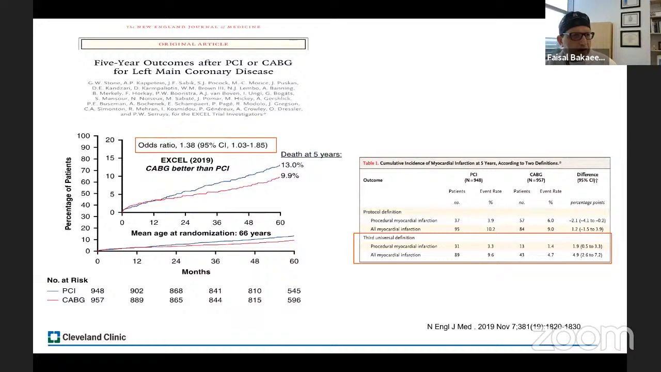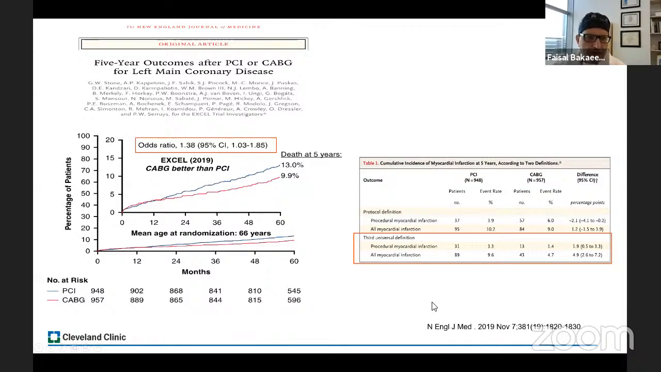You all probably heard about the EXCEL trial, whereby the composite outcome was not different, but many surgeons believe that this was rigged. And one of the surgeons, Dr. Taggart, withdrew from the authorship because he believed that they used MI definitions that favored PCI, and therefore the composite outcome was not different. But if you look at the death rate, there was a 30% difference in mortality rate between PCI and CABG for left main disease. The absolute difference is 3%, but the relative difference is 30%.